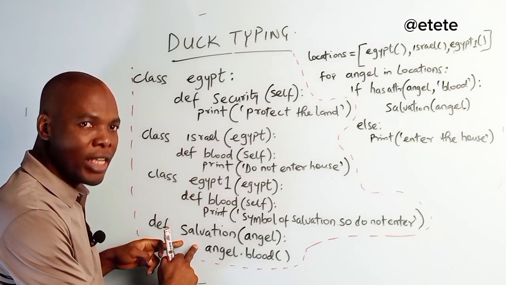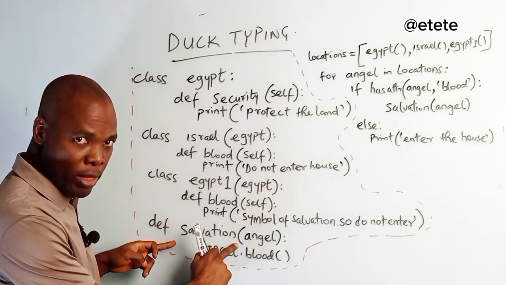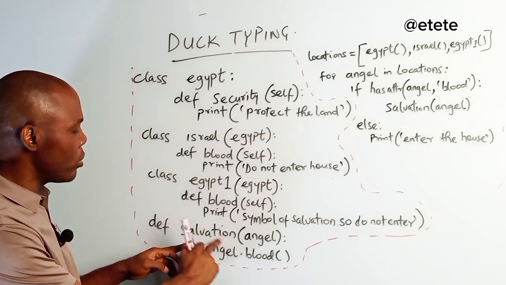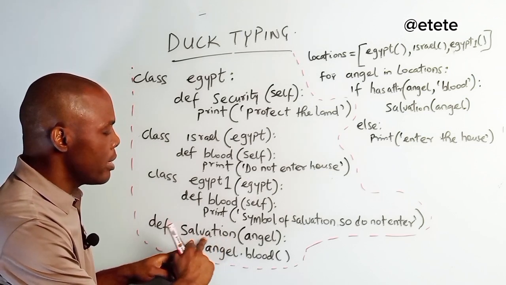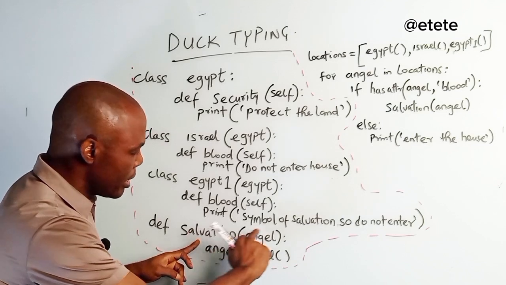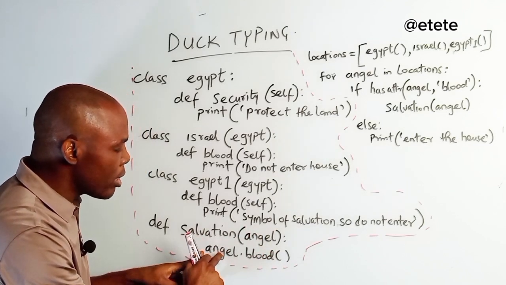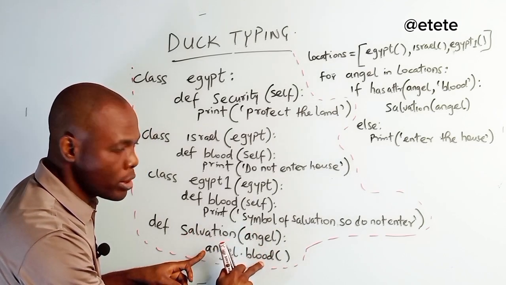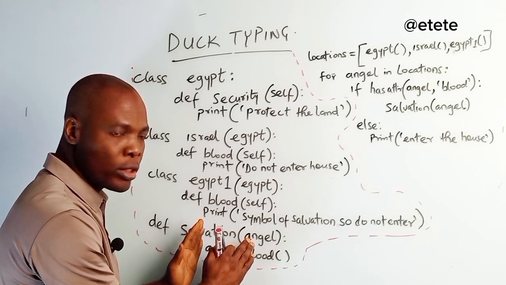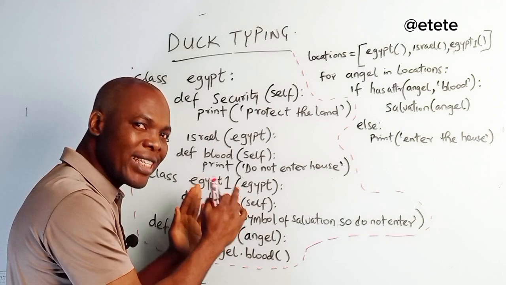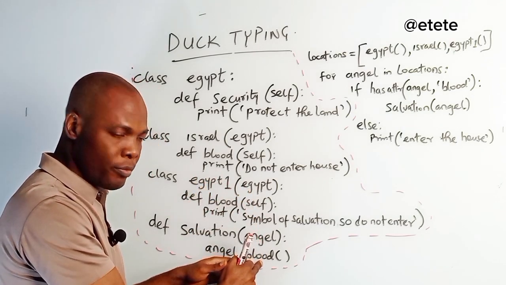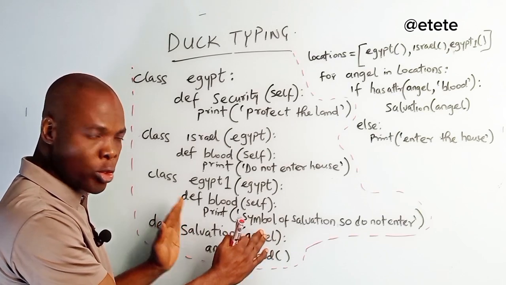Now I am creating a duck typing method. This is a method that I've created here. It is also standalone. It's not in any of these classes. So what is the instruction? This is the duck typing method. It comes in and calls angel.blood. So based on this method, you are accessing that class based on the availability of this method. That is what this one is doing standing alone.